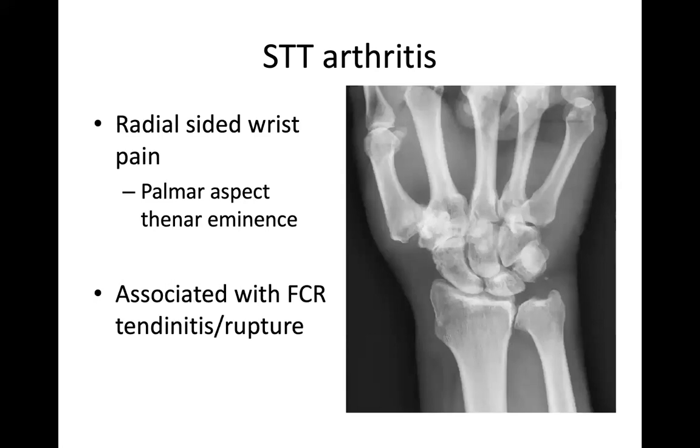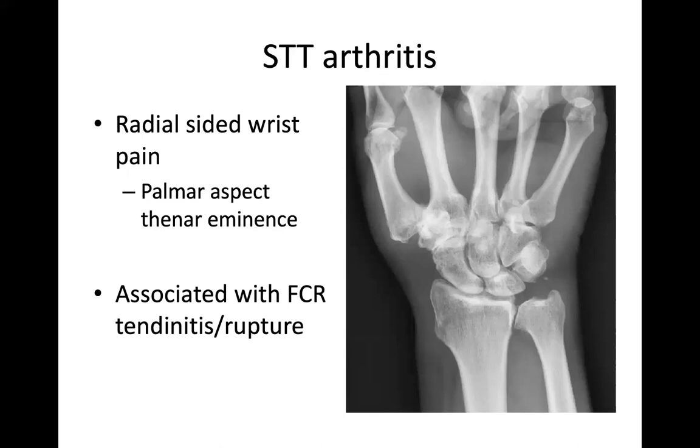So these patients present with radial-sided wrist pain. It's usually around the palmar aspect of the thenar eminence, just a little bit distal to the styloid. You feel the scaphoid tubercle on the volar side, and it's just distal to that scaphoid tubercle where they present with pain. A good test for STT arthritis is forced radial deviation of the wrist: you flex and extend the wrist while forcing it into maximal radial deviation, and they complain of pain on the radial side around the STT joint.